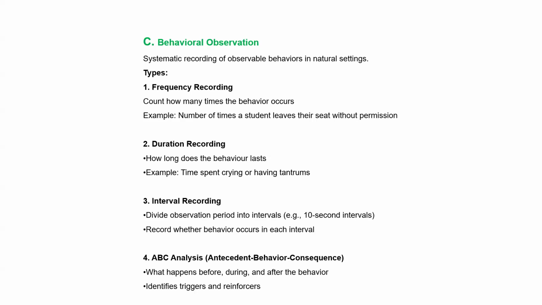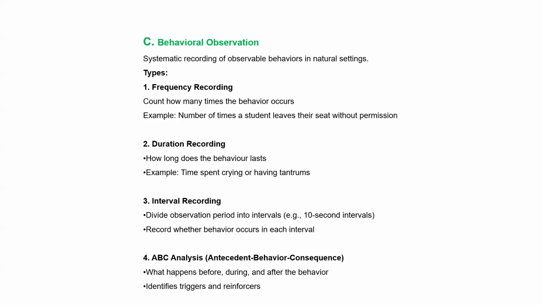Interval recording: divide the observation period into intervals, such as 10-second intervals, 10 minutes, or 5 minutes, like that, and observe. Record whether the behavior occurs in each interval. Let's say 5 minutes, 5 minutes, 5 minutes. Then every 5 minutes, we note whether the behavior occurs.